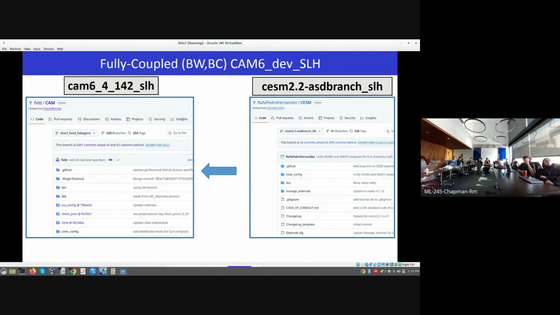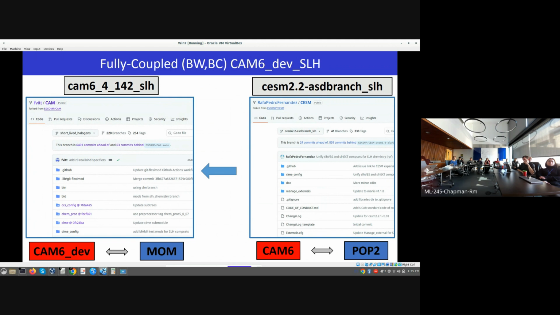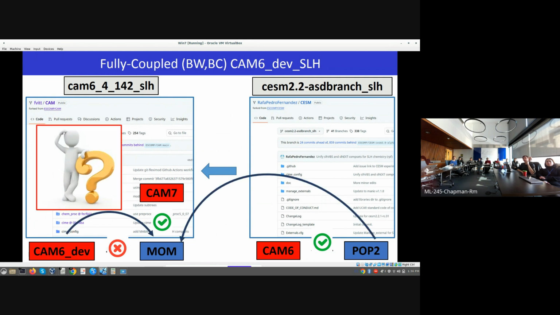Basically, what we are willing to do right now is to have a fully coupled BW or BC configuration. In CSM2, this was with Bob. Now in CSM3, the ocean model is MOM, but there is no coupling between CAM6 and MOM. It's only CAM7 physics, which has been tuned with MOM. So what should we do? Should we include POP into the CAM6 development branch? Should we make a tuning of CAM6 development with CAM6 physics with MOM? I don't know. These are the questions that I wanted to answer with colleagues here during this week.